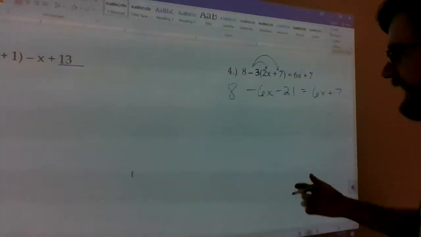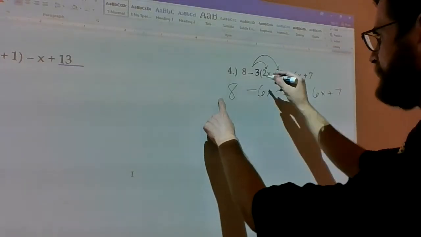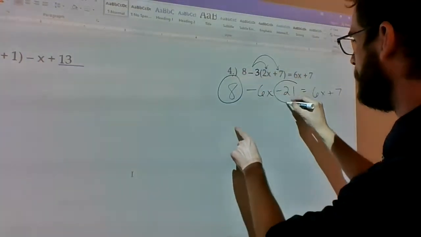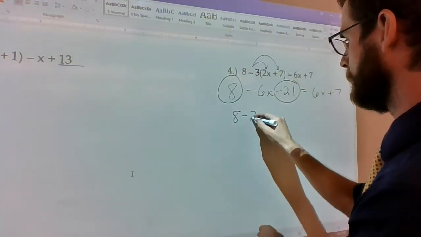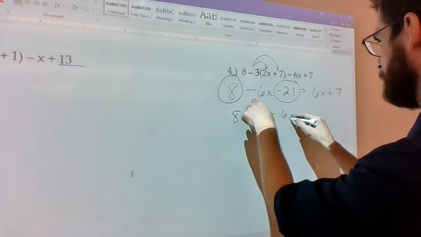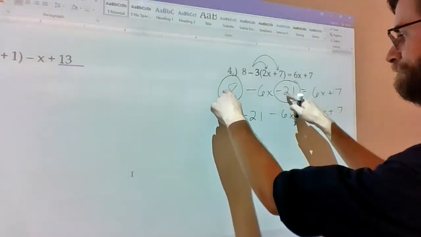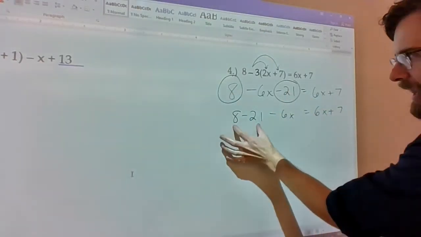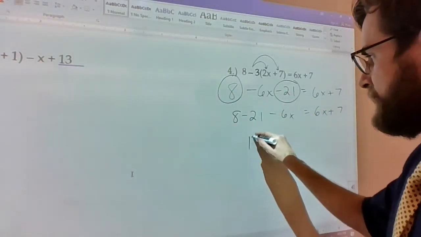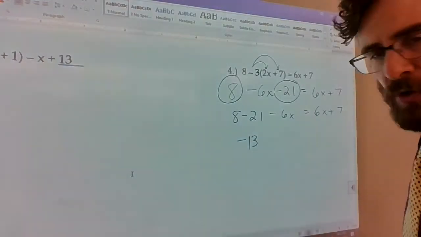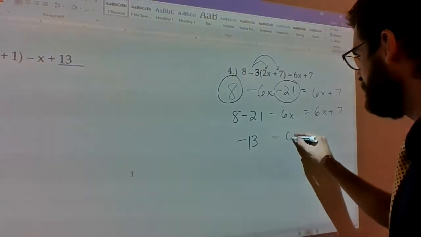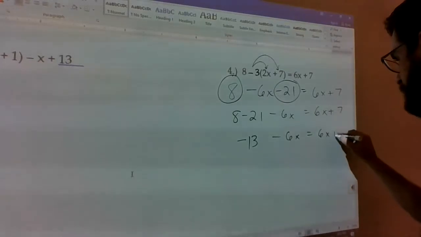All right, simplify on the left-hand side. I'm going to take this positive 8 and put it side by side with negative 21. And then just minus 6x equals 6x plus 7. Again, commutative property. 8 minus 21 is going to be 13, and the biggest number is negative, so I'm making it a negative 13. Minus 6x is equal to 6x plus 7.